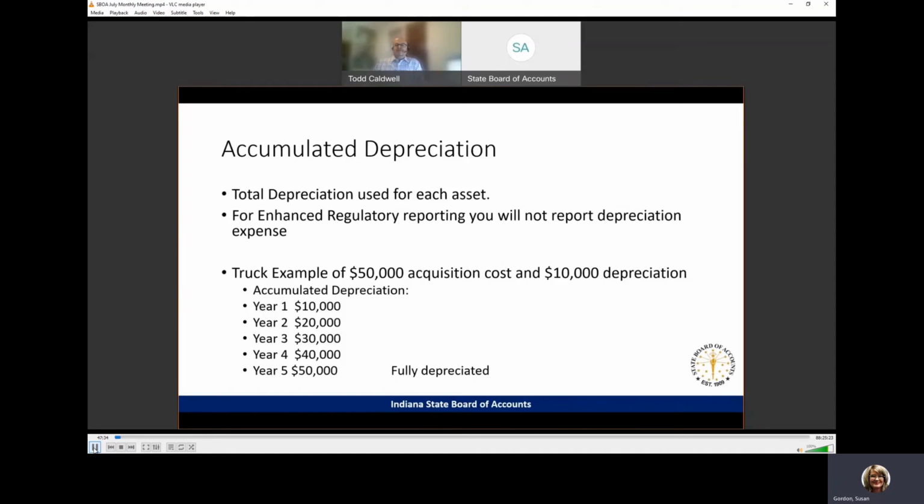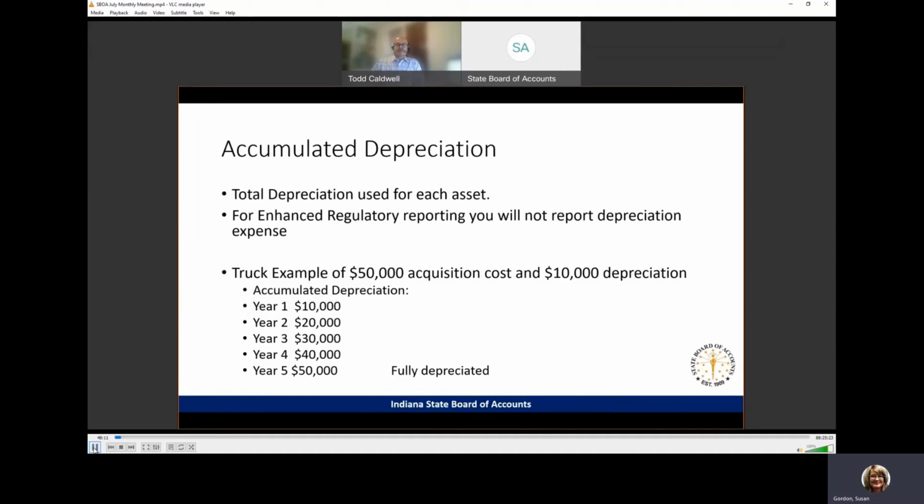For the enhanced regulatory, depreciation expense will not be reported on the financial statements, but we are now accumulating the depreciation so that we know where we are in the use of the asset. So for our truck purchase in the first half of the year, in year one we would have accumulated $10,000. And each year that accumulated depreciation would increase by $10,000 until the last year when it was fully depreciated.